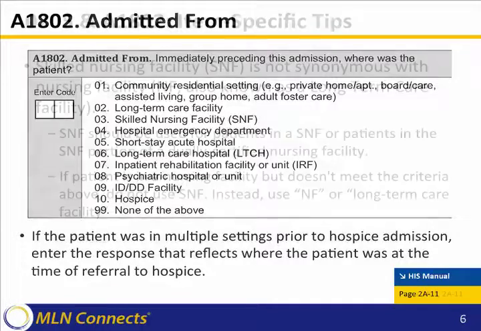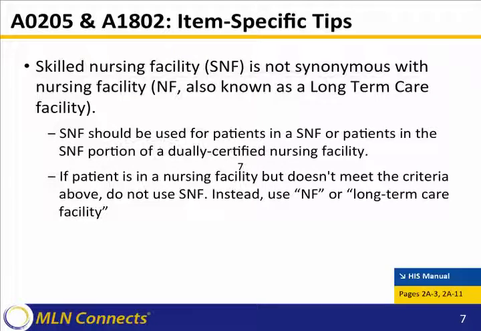of referral. As mentioned previously, for items A0205 and A1802, a common question received on the help desk is how are skilled nursing facilities, or SNFs, different from nursing facilities, also known as NFs, or long-term care facilities. For the purposes of completing items A0205 and A1802, SNF is not synonymous with NF. To use the response option for SNF, the patient must be in a SNF or in the SNF portion of a dually certified nursing facility. Otherwise, choose the response option for NF, or long-term care facility.